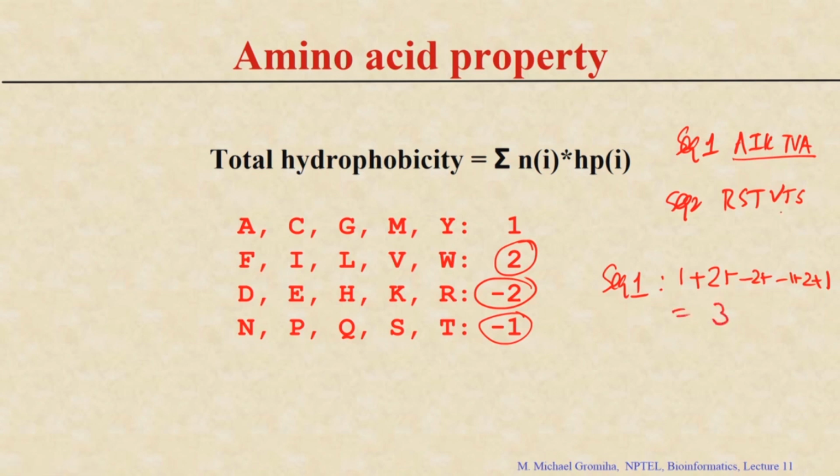If you take the second one, what is the second sequence? R equal to -2, -1, -1, plus 2, -1, -1, this equals -4. So, compare these two sequences: you can see the first one is more hydrophobic than the second one.